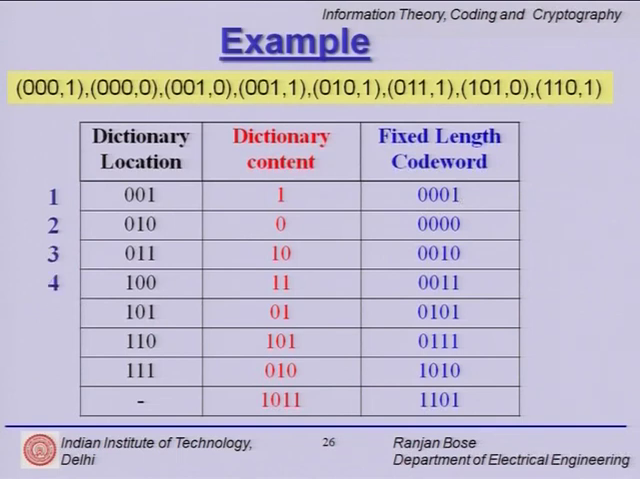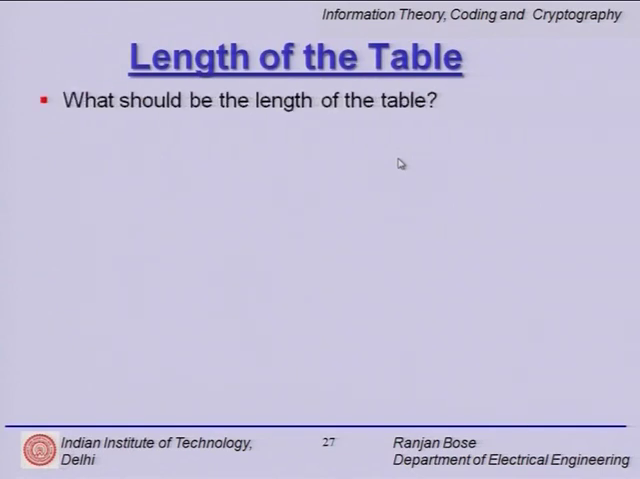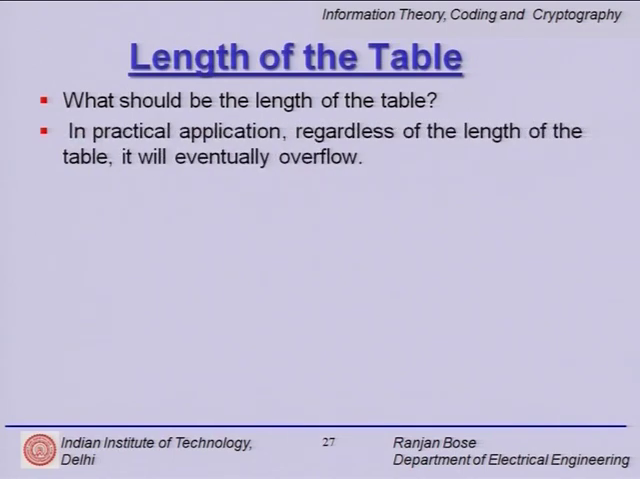So as you can see, these locations must correspond to the fixed order. Here we have 7, and therefore we need 3 bits to represent the fixed length code word. So let us just comment a little bit on the length of the table. What should the length of the table be? Because we just now saw that overflows are a reality. So in practical application, regardless of the length of the table, it will eventually overflow.